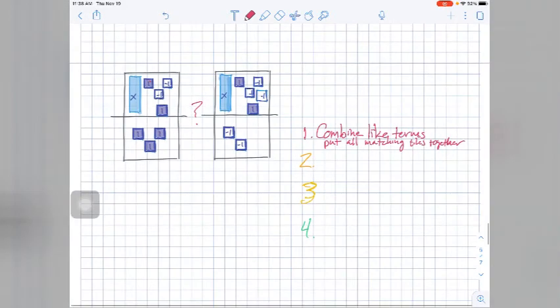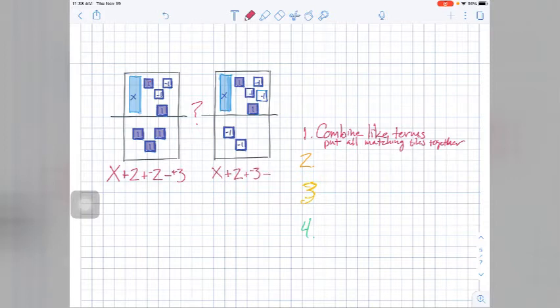So when I do that, let's see, I'm going to write that out. On the left side I have x, and then my other matching tiles are +2, plus -2, and then minus +3. And then the next one is x plus 2 plus -3, and then minus -2. Those should match all of the tiles that we have on both boards.